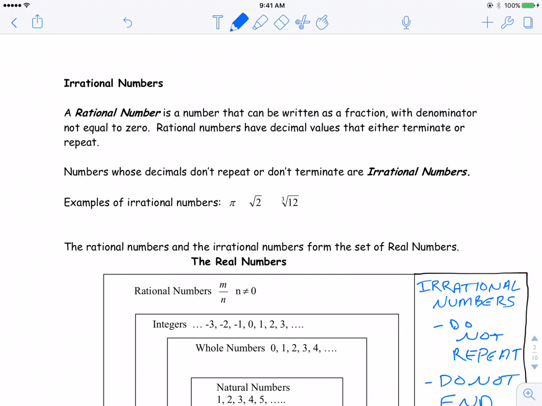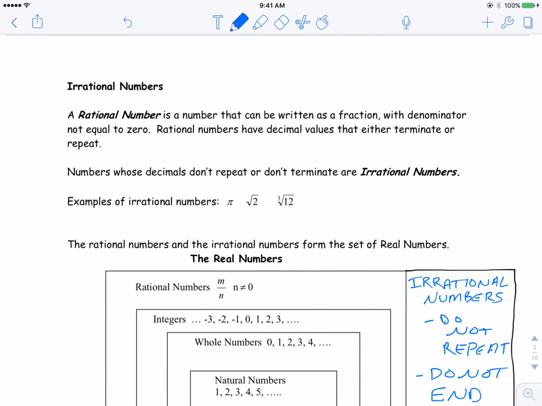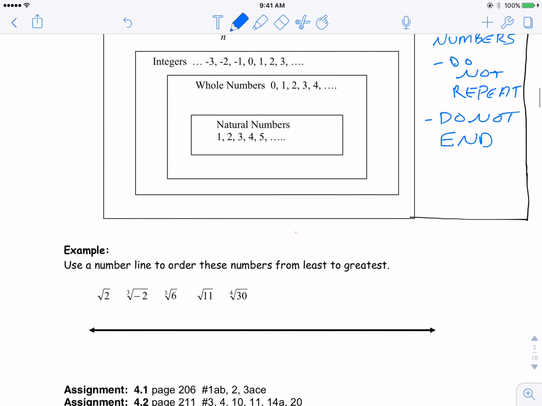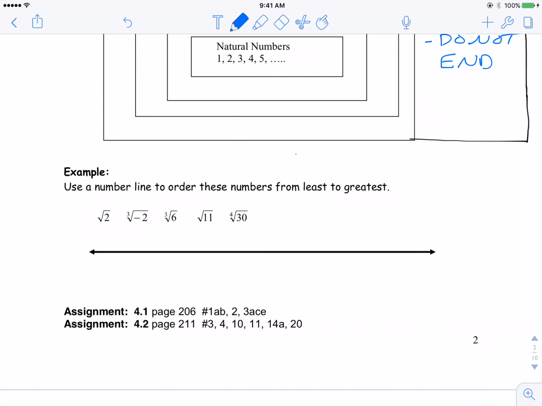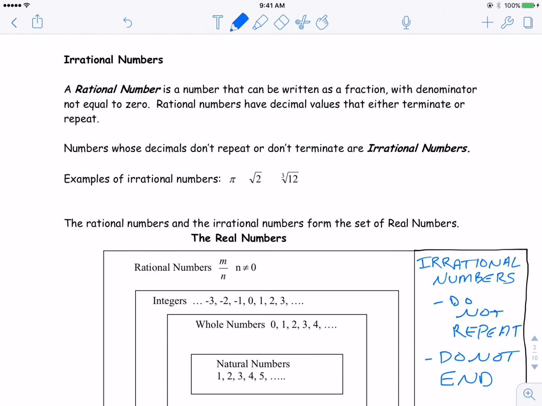So section 4.1 looked at estimating square roots and cube roots. Section 4.2 revisits our real number system and how to plot numbers on a number line. You have to remember that our number system is divided into two parts, rational numbers and irrational numbers. Section 4.2 looks at irrational numbers and the difference between irrational and rational. And then from section 4.2 on, we deal with irrational numbers using square roots and things like that.